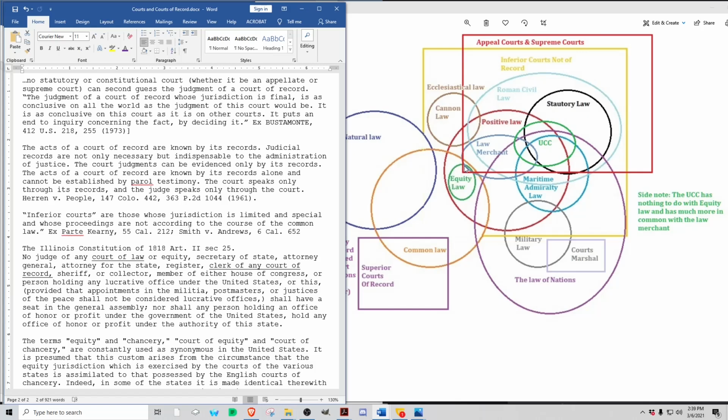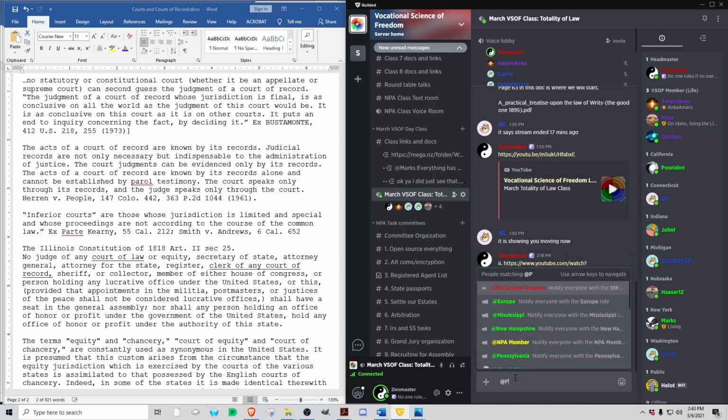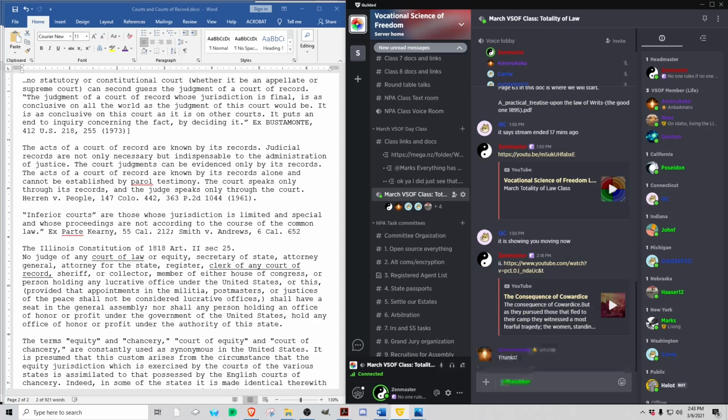Now they could deal with common law a little bit. These guys could. Not the inferior courts, but these guys could. They could deal with the common law a little bit because you can have original jurisdiction in high prerogative writs in state supreme courts, like habeas corpus and quo warranto and things of that ilk. So the inferior courts are those whose jurisdiction is limited and special and whose proceedings are not according to the course of the common law. So that's where the difference lies, right? So when you're in a superior court of record, then you can do these various different things at law that you cannot do in inferior courts, okay?